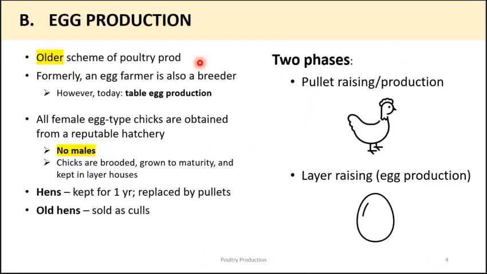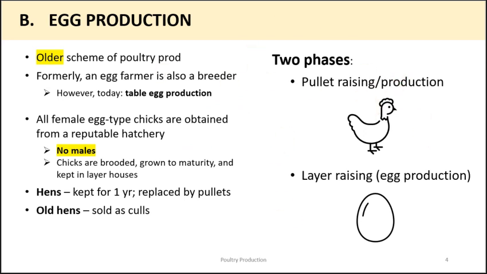Next, we have here egg production. Okay, this is actually the older scheme of poultry production engaged in by many raisers. So before, if you were an egg farmer, you were also a breeder farmer. Okay? However, at present, farmers raise chickens for table egg production only. Okay? So now we have here two phases of egg production.